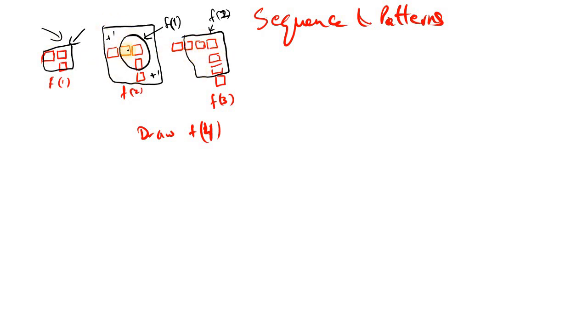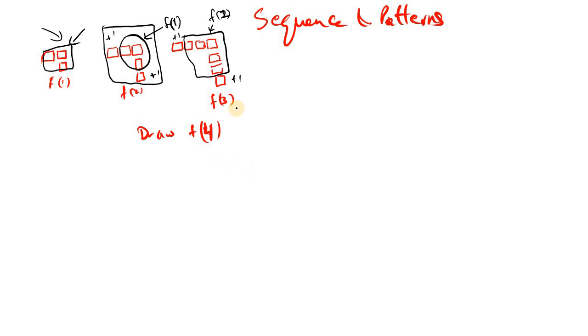Okay, 1, 2, 3, 4, 5. And what did they do? They added one square. So for every consecutive figure, they add one square horizontally and one square vertically.